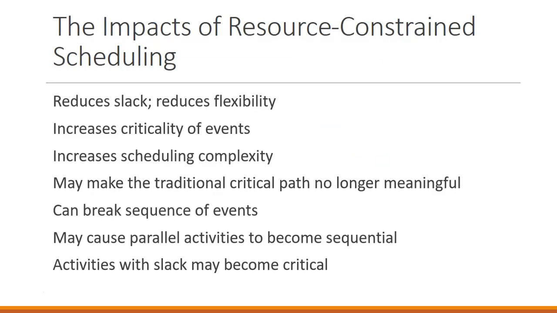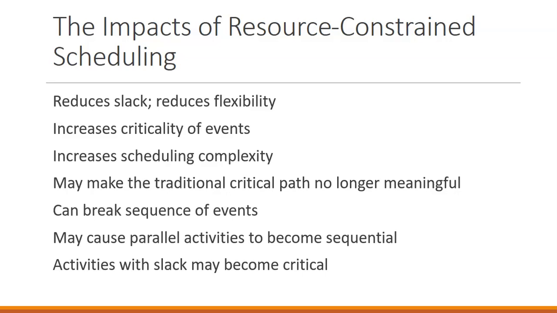The impacts of resource-constrained scheduling are that we first reduce slack, which reduces flexibility and increases how many critical events we have in our path. It also increases the complexity of our scheduling. So we make our project network plan based on a time constraint, early start and late finish. And then once we start scheduling resources, we add complexity to that scheduling.